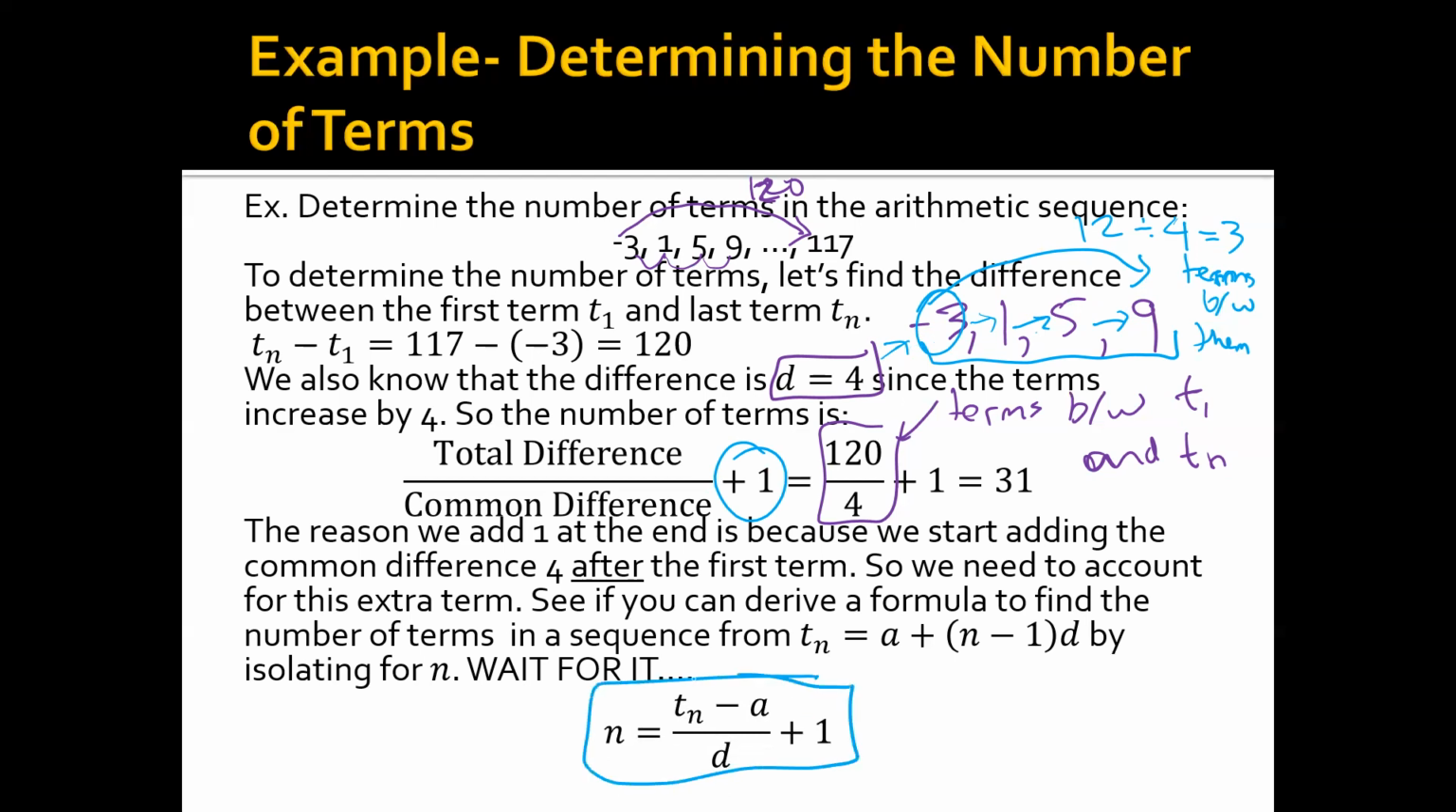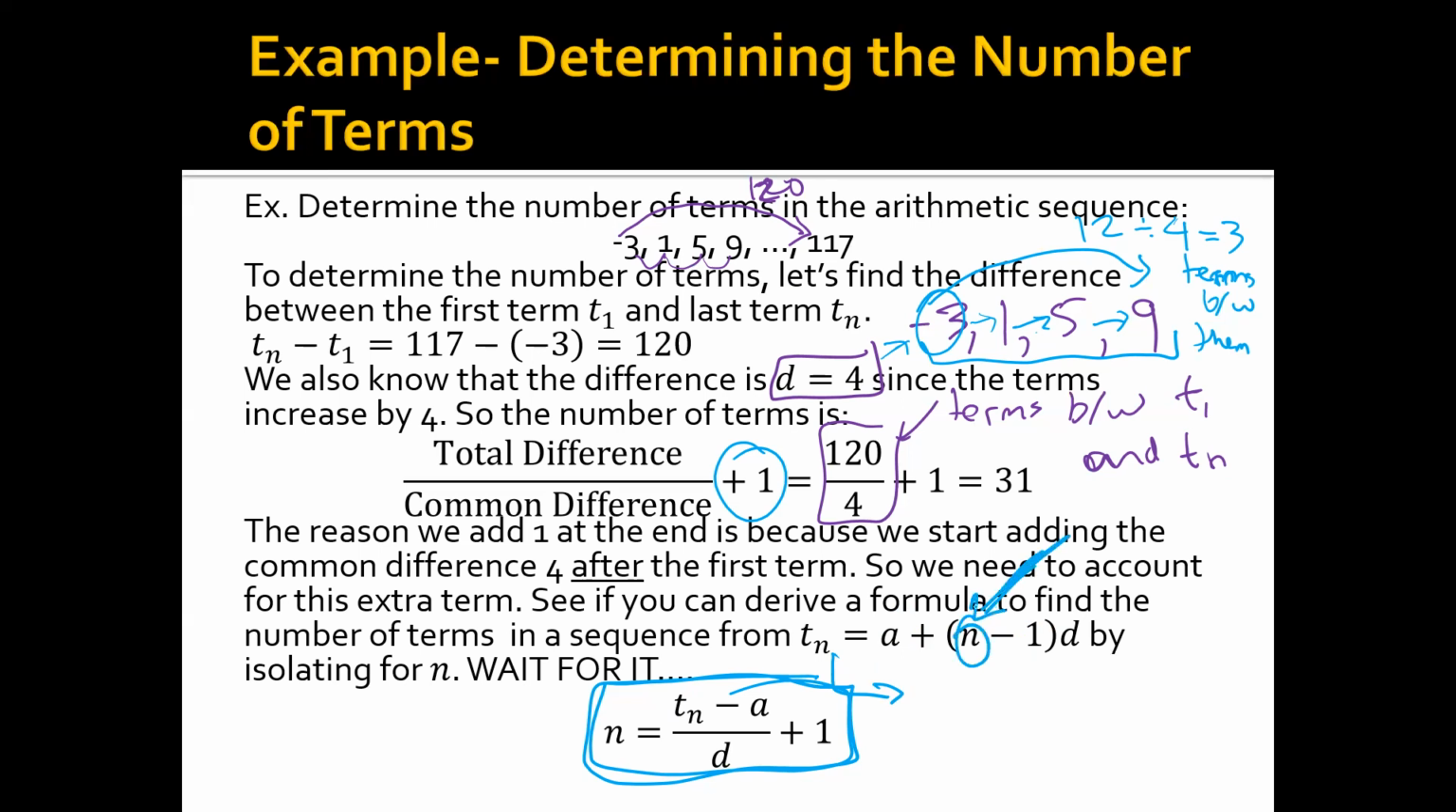Now, this is a more general way to find the nth term. So I want to show you how I actually got this. Well, this actually comes from this formula right here, which we already have. We know that t at n is a plus n minus 1 times d. So if I wanted to find the n value, it would just be a matter of rearranging this formula. And again, rearranging means just isolating for a different value.